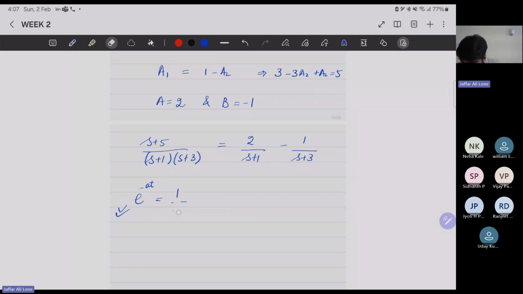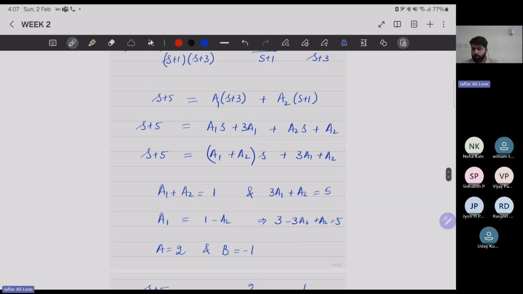What we will get? It's very easy. Inverse Laplace is very easy. What you have to do is find the partial fractions. So you get the answer as e raised to the power t u(t) minus e raised to the power minus 3t u(t). That's the inverse Laplace transform for the above function.